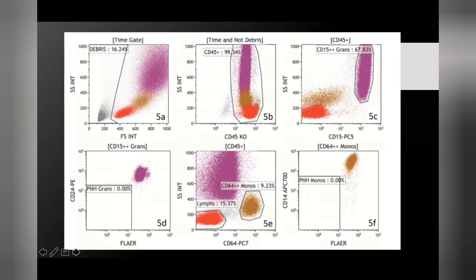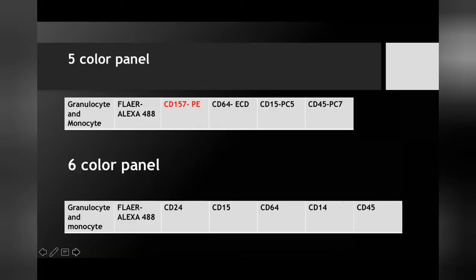Similarly, for monocytes, we gate them using CD64. And on that CD64 gated population, we look for the expression of CD14 as well as FLAER. So here is a population which is expressing both CD14 and FLAER, right? Next. So similarly, you can have a 5-color panel.